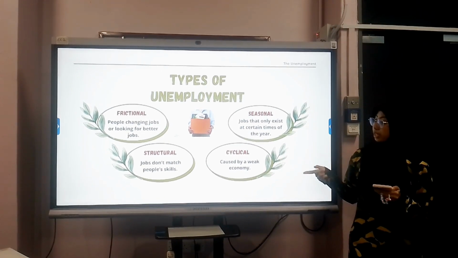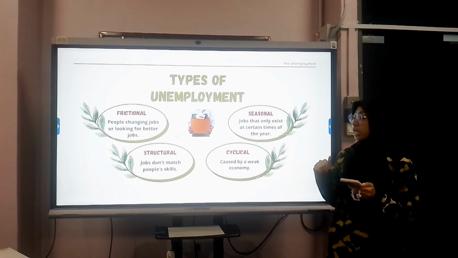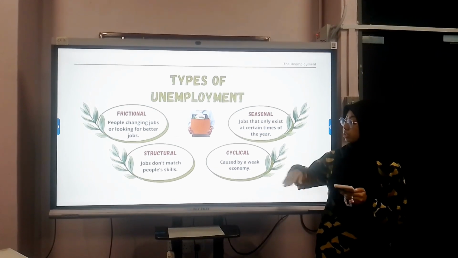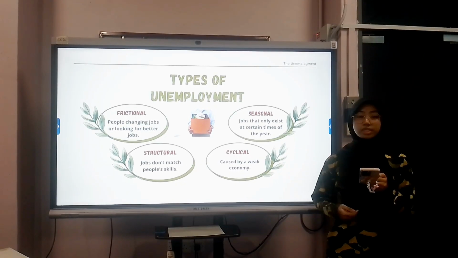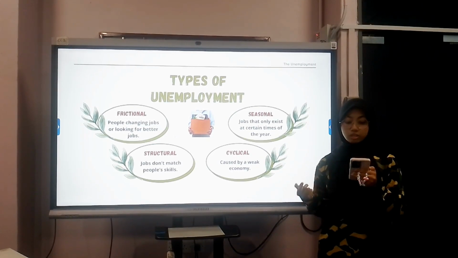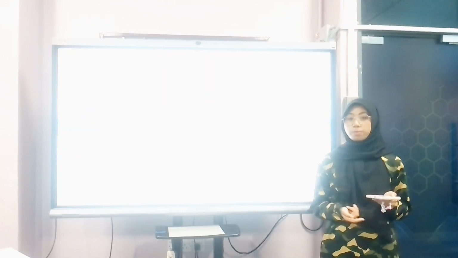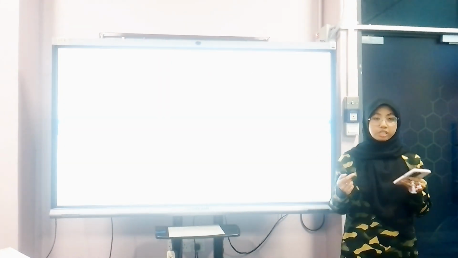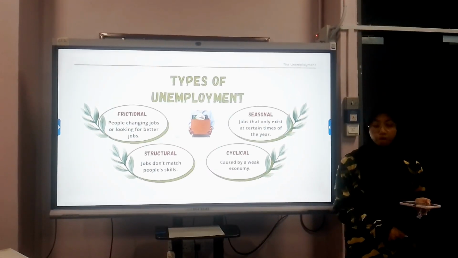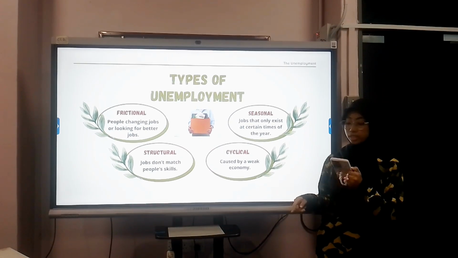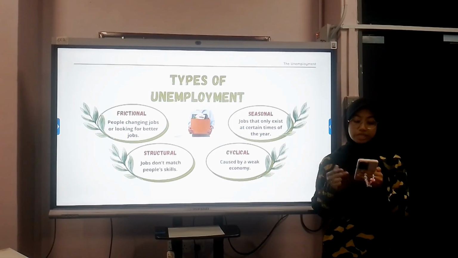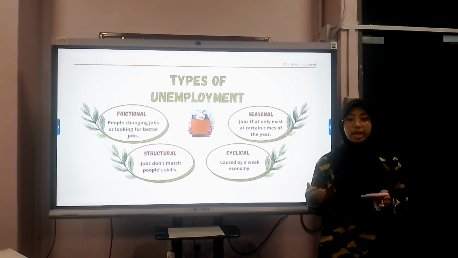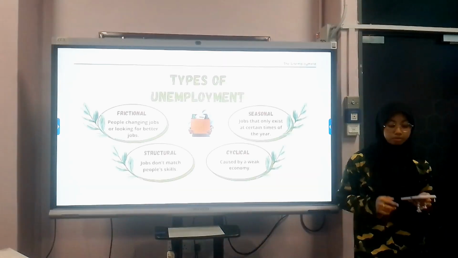The second one is structural unemployment. This type happens when jobs don't match people's skills. For example, a factory worker loses his job because the company starts using machines. If he doesn't know how to operate the machines or learn new skills, he will remain unemployed. This usually happens when technology changes or industries evolve, for example when robots or AI replace certain human jobs.